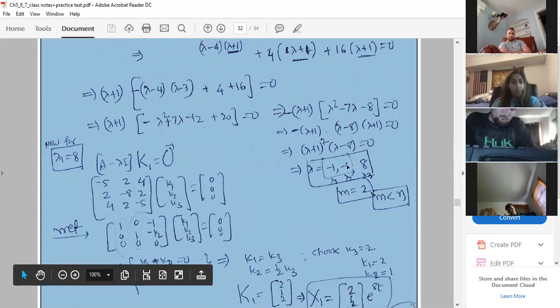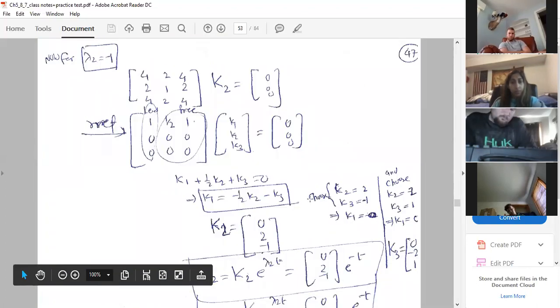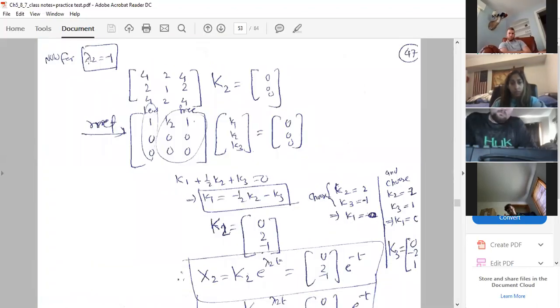Now I would like to go for this -1 and -1. Suppose I take lambda 2 equal to -1. In that case, again I am getting this one, and K is K1, K2, K3. Use RREF again. This time I'm going to get 1, half, 0, 0, 0, 0, and 0, 0, 0. It means only K1 is leading. K2 and K3 are both free.